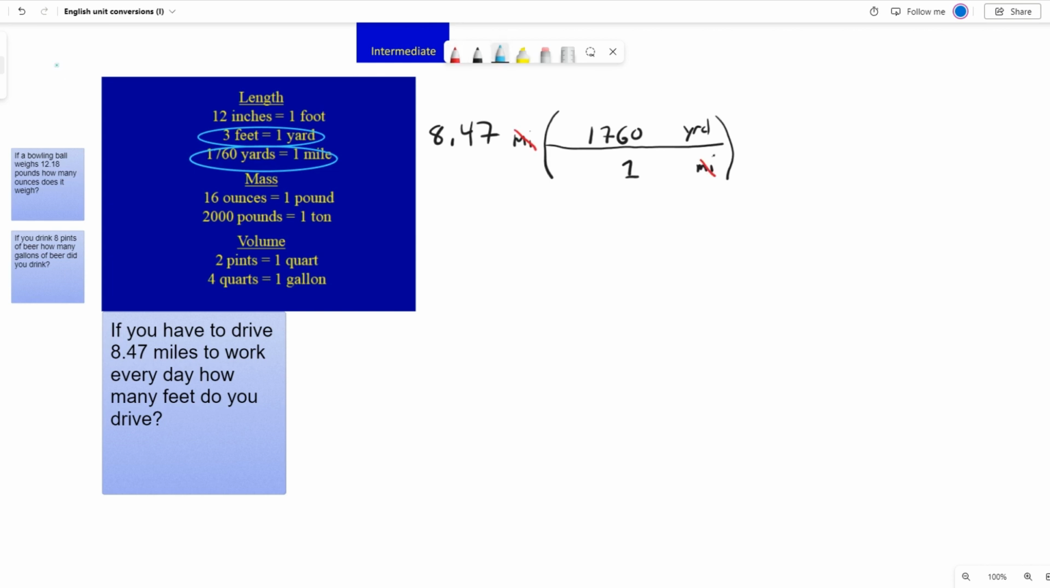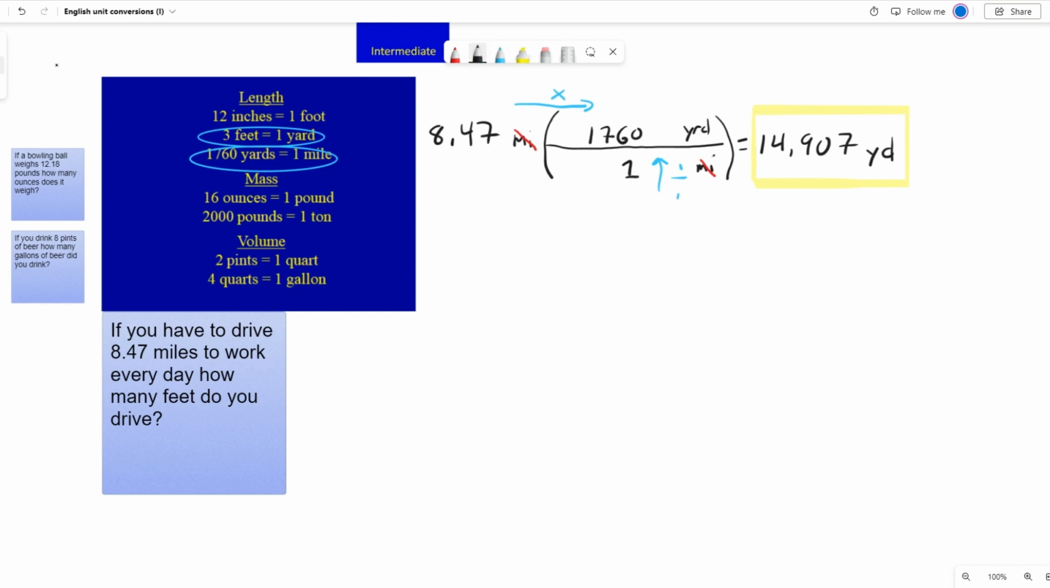As with all factor label problems, you just multiply across and then you divide up. So we'll take 8.47, multiply it by 1,760, and if we do that, we get 14,907 as an answer, and that is in yards. Now again, that's not the final answer that we want to get. We want to get our answer into feet.